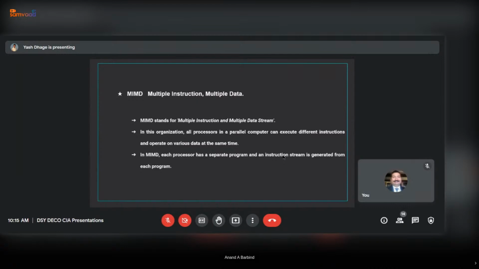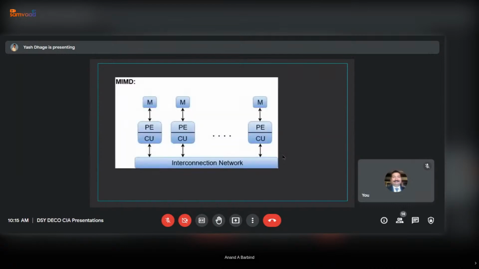That means one processor performs an addition operation on A and B. The second processor performs a multiplication operation on C into D, and another processor performs some other operation on other data. That means multiple processors perform multiple operations on multiple data. That is MIMD. The example of MIMD is Intel Xeon Phi.